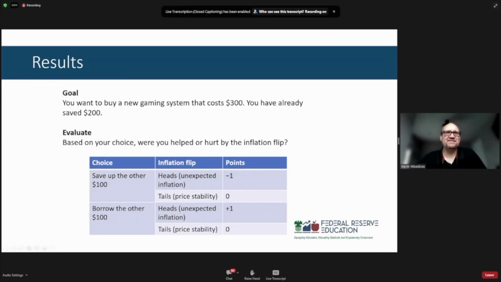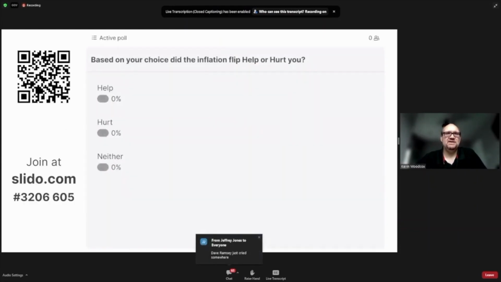If you chose to save that money and you flipped the coin and got heads, you would give yourself a negative point. However, if you got tails, you give yourself 0 points. So then we want to ask the question, were you hurt or helped because of inflation? Go ahead and respond now. Do you think you were hurt or helped because of what happened to inflation?